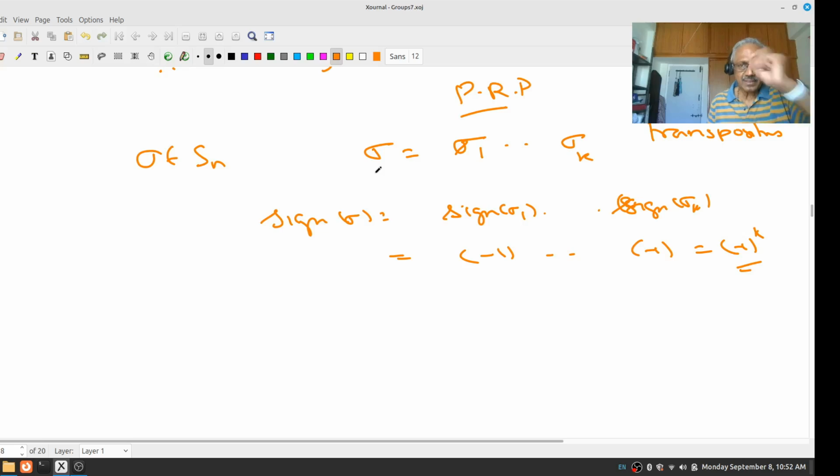But then the very interesting thing is, suppose my sigma is also tau 1 to tau l, where again the tau j's are transpositions.